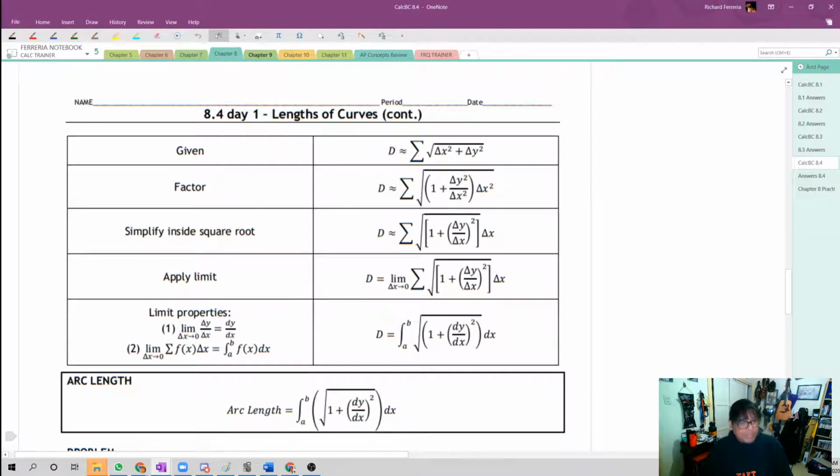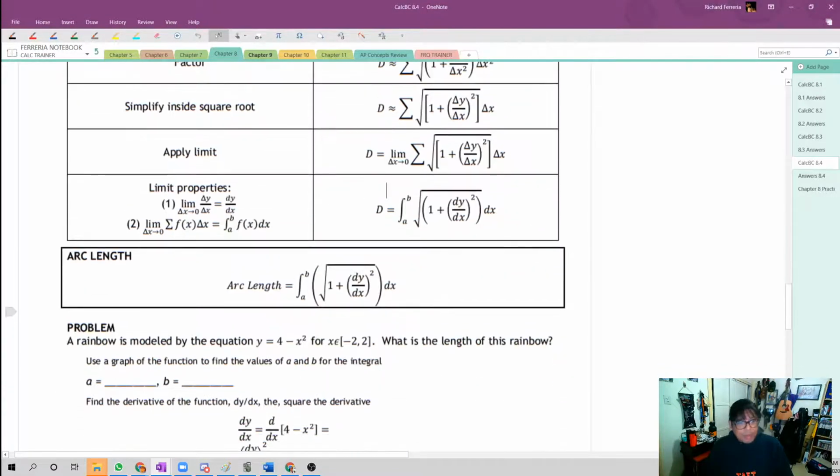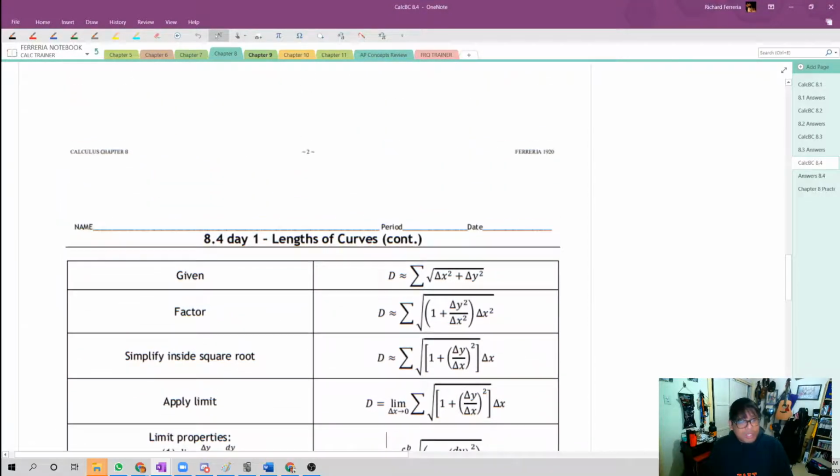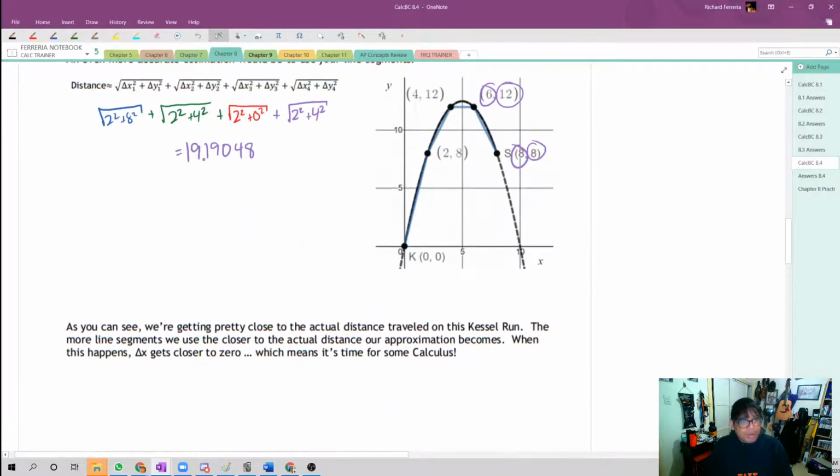Over here we can see the limit and the summation becomes an integral. So that actually gives us our formula for arc length. The arc length is exactly equal to the integral of the square root of 1 plus (dy/dx) squared, dx, which probably makes us want to revisit this right over here.